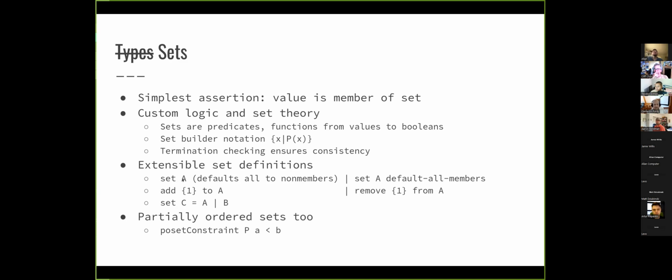You define a set, and then you can add elements to the set. You just specify it by enumerating cases, and you can take unions of sets and intersections of sets, and you can also define sets that contain everything and then remove things from them. Yep. And then there are partially ordered sets.